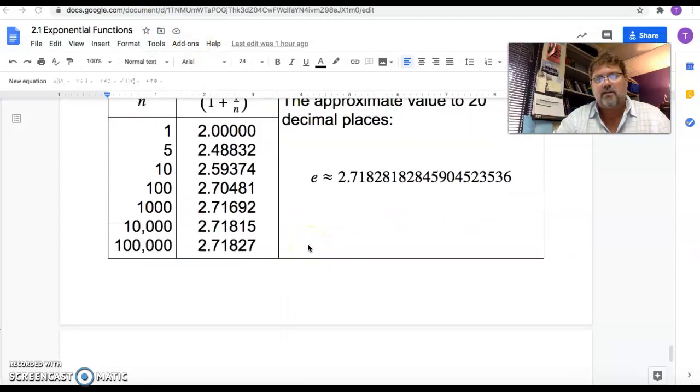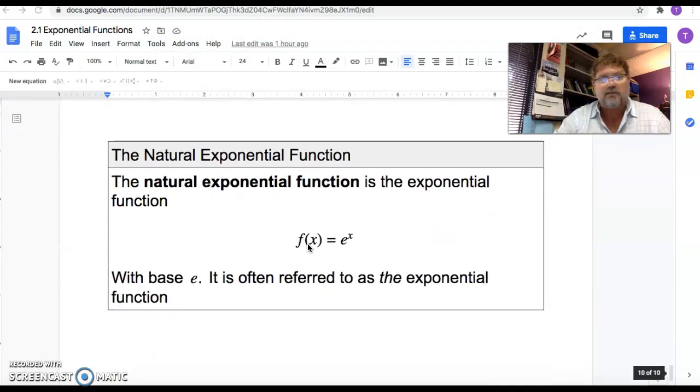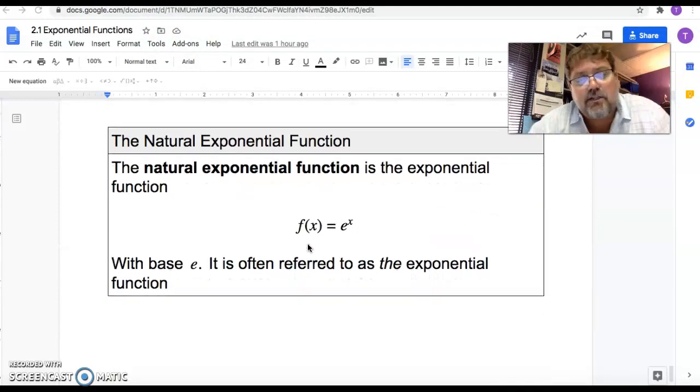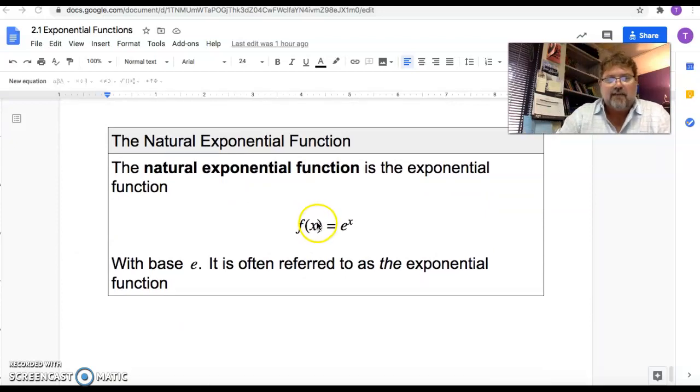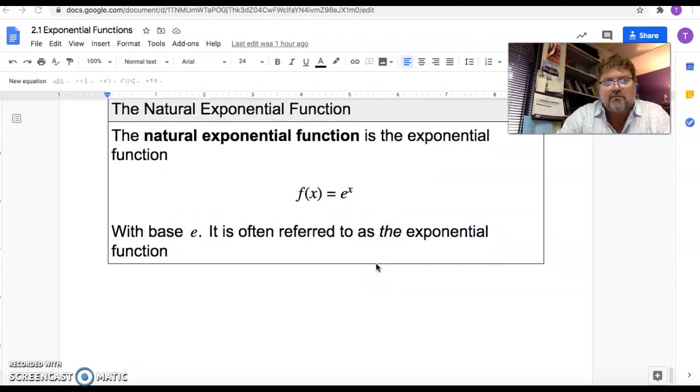Let's roll down here and look at the exponential function really quick. It says here the natural exponential function is an exponential function f of x equals e to the x. Now don't get this overly complicated. Like we said, e is just a number. That's not two variables you're looking at. This is a function of only x. That's that little number we saw a minute ago. It has base e and is often referred to as the exponential function.